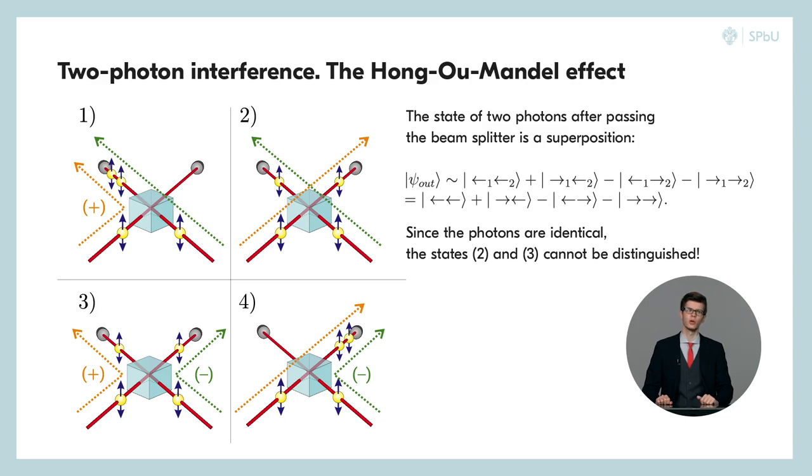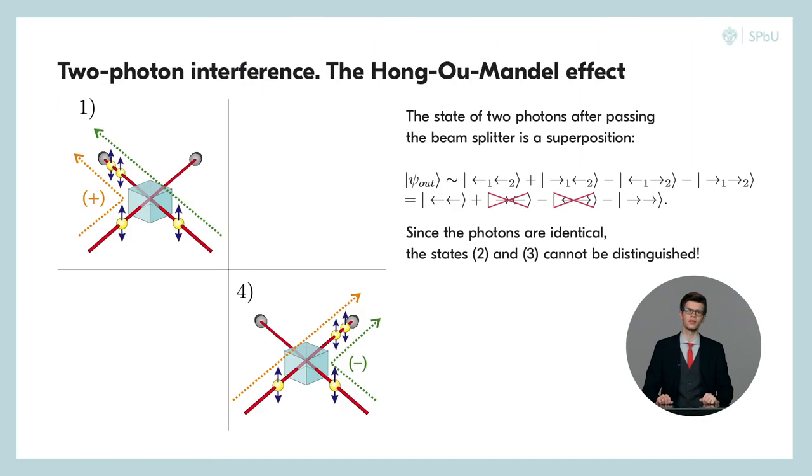In other words, now we don't know which one of the photons was the first one and which one was the second one. That's why we can now erase the photons' numbers and see that the second and the third terms in the sum are equal.